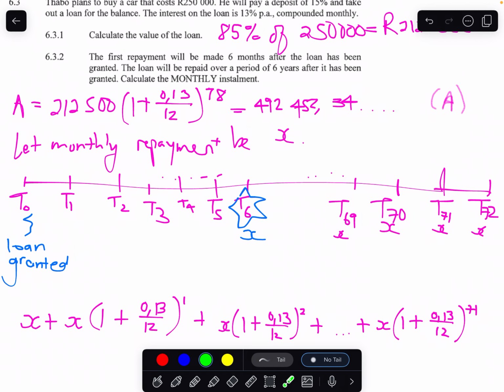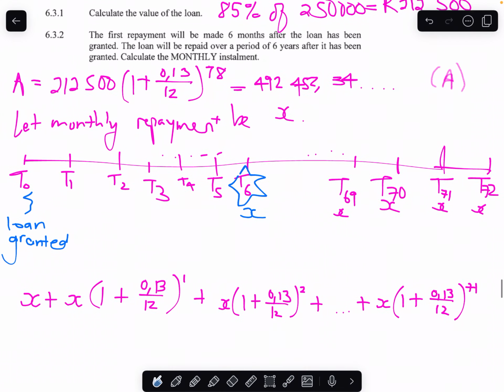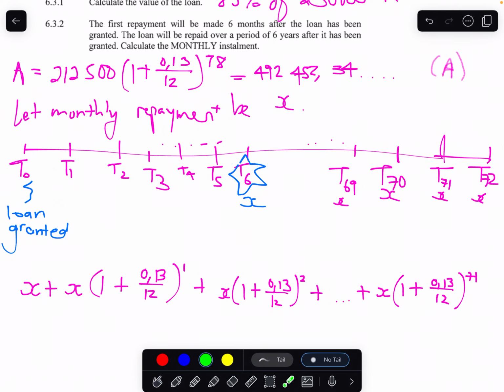Okay, so now for what I was trying to achieve down here. Pretty much like what I said before, this last one will not earn interest. Once you make this last repayment, your loan account closes. The one before that will earn interest for a month. The one before that will earn interest for 2 months. And then the interesting one is, how much interest is this one going to bear?